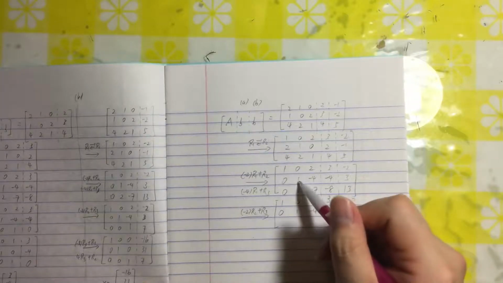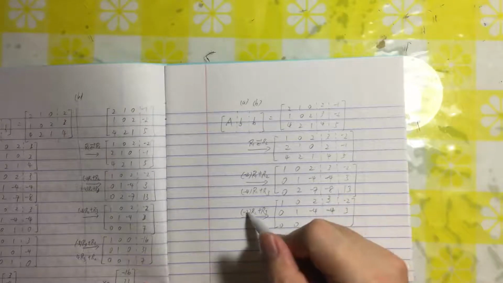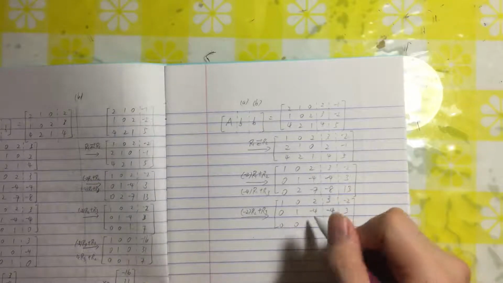Multiply first row by -2. Multiply second row by -2. Add it to the third row. I get 0, 0. -2 times -4 is 8. 8 plus -7 is 1.